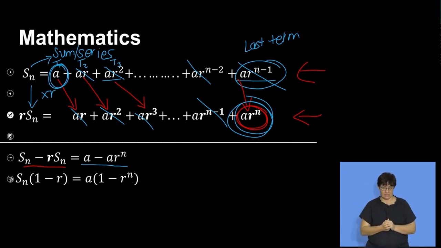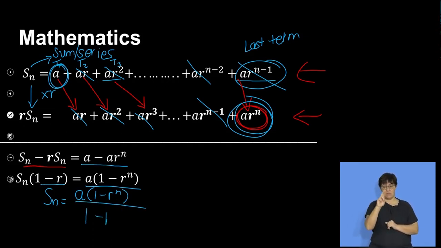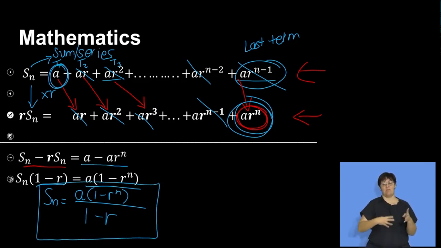Then in the next line, if you take Sn out as a highest common factor, you're left with 1 - r in the brackets. On the right-hand side, I've taken a out, which has left me with 1 - r to the power of n in the brackets. So Sn will be equal to a(1 - r to the power of n) over 1 - r. So that is actually how I define the formula for a geometric series.